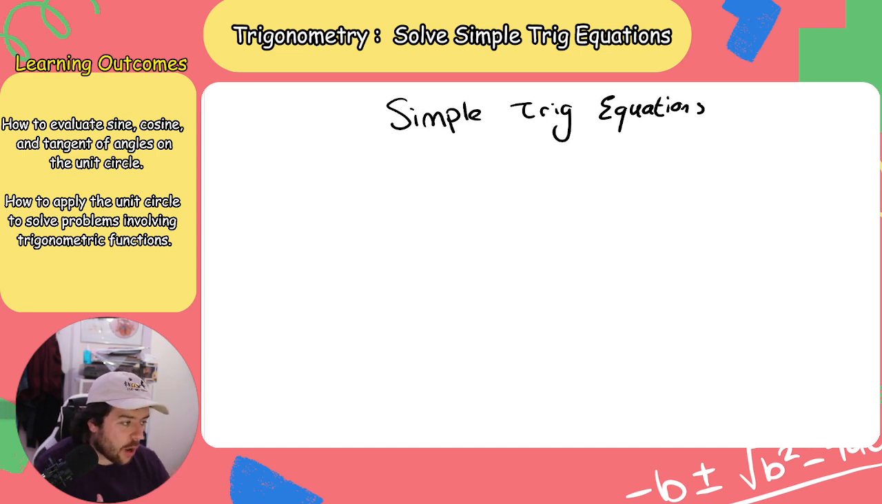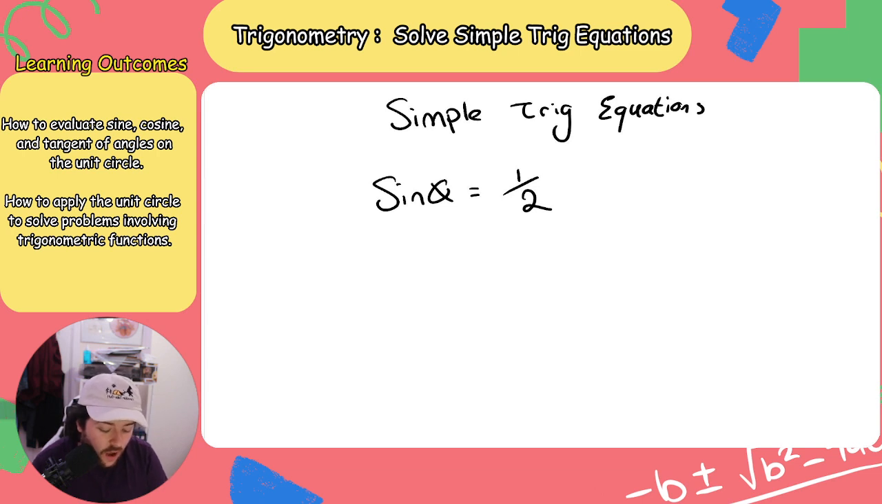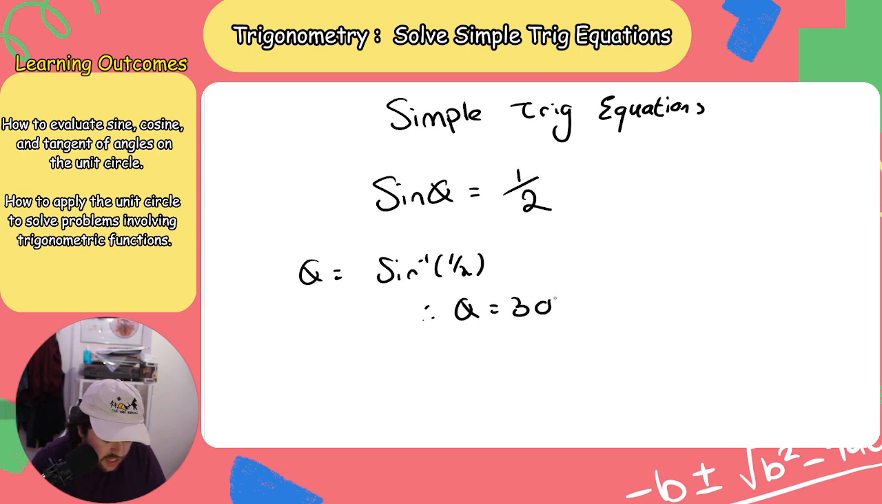So what is a trig equation? We've already come across trig equations before. For example, sine theta is equal to a half. What are we solving for? We're solving for our angle, theta. So we just use the inverse: theta is equal to sine inverse of a half. Theta is going to equal 30.